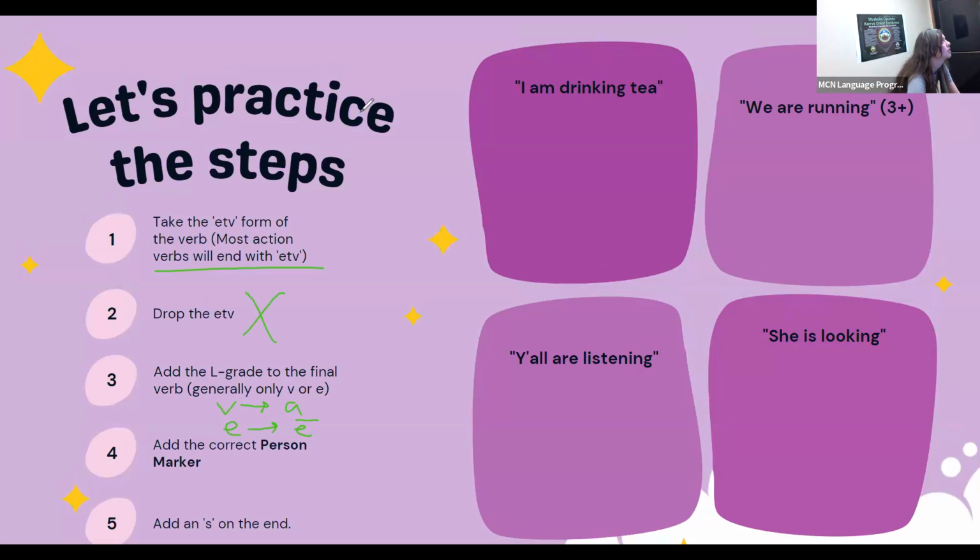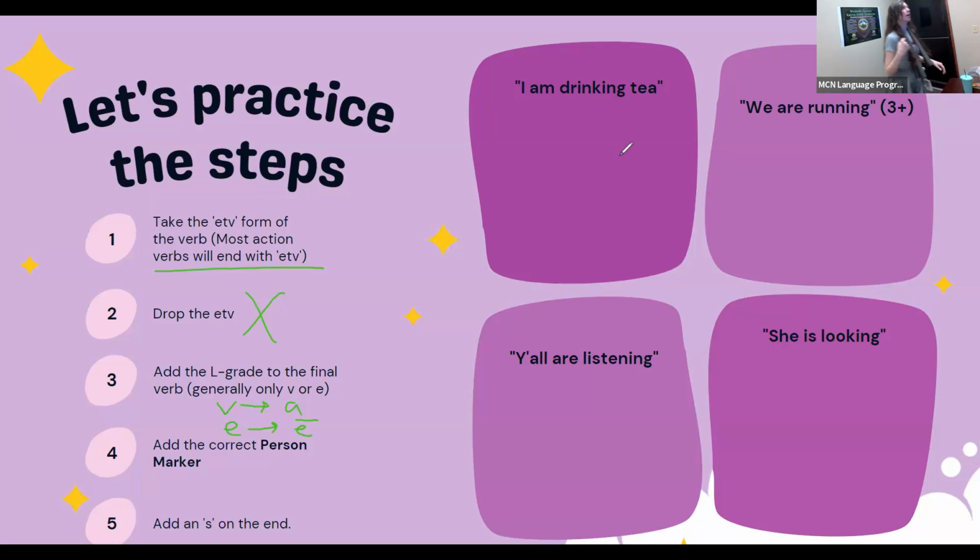Then we're gonna add the correct person marker and add an S on the end. Just because it hit me just now, anybody who needs to be able to see that at the same time, here's the link to the drive right now. That way you can have that list up if you don't have another way to see it in the meantime. Because I can't have the list up and us do this at the same time, so that way you can see it.